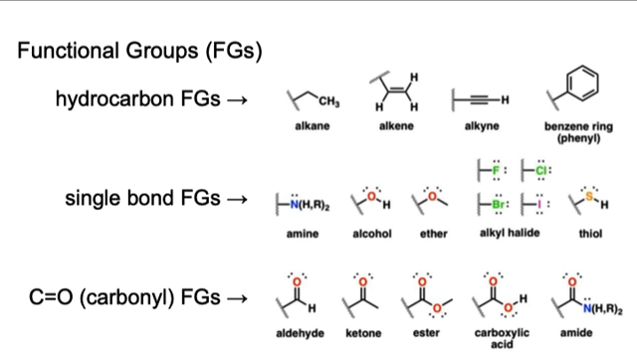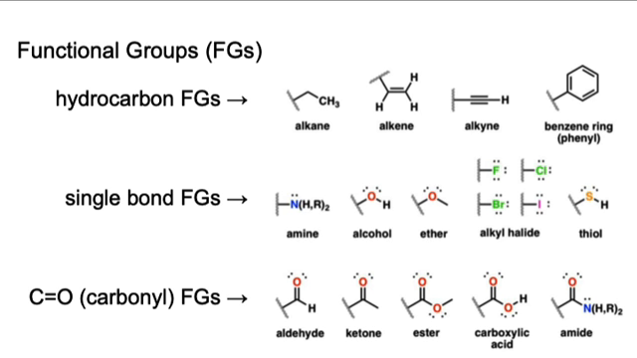It looks like a lot of them, but you're already pretty familiar with the hydrocarbon functional groups because we've been talking about them. So alkanes, alkenes, and alkynes. Those are your single bonds, double bonds, and triple bonds respectively. And then we have phenyl groups, or benzene rings.